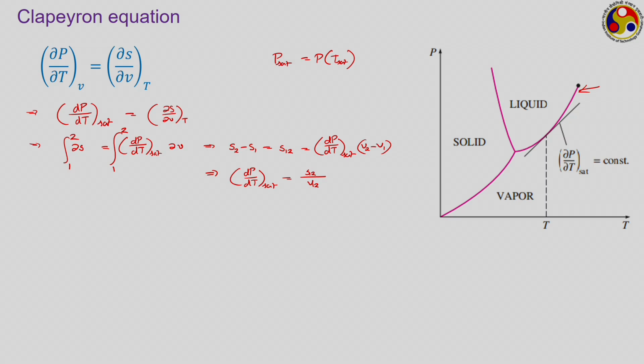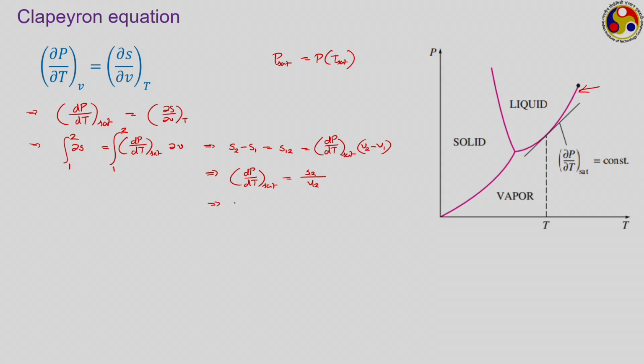Now, if our objective is to calculate the changes in entropy, we can easily do this. How we can do this? Let me just rearrange it. So, S12 is V12 into dP dt saturation.